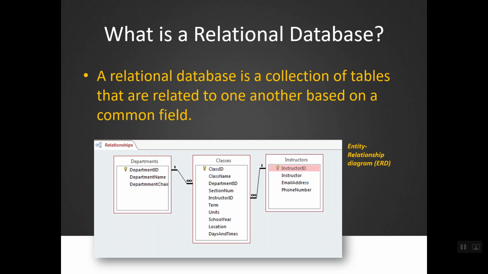So this is our relational database, a collection of tables that are related together based on a common field. Another example of this relation: departments, classes, instructors. As we can see, it models real life things. Departments have a name, they have a chair. Instructors have email addresses, phone numbers, and are assigned classes. A department has classes, and they're tied together by the department ID. That's a one to many. One department can have many classes. Going the other way, a class can only belong to one department.